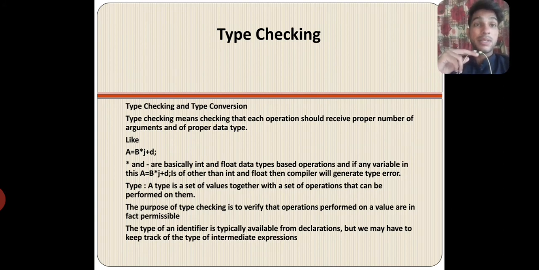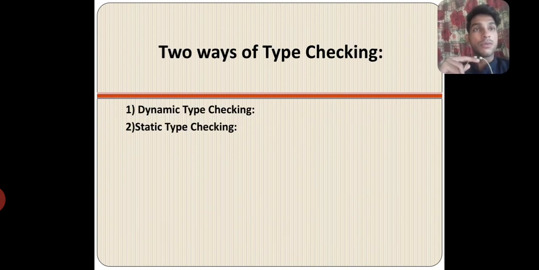A type is a set of values together with a set of operations that can be performed on them. So the purpose of type checking is to verify that operations performed on a value are in fact permissible, so that the type of an identifier is typically available from declarations, but we may have to keep track of the type of intermediate expressions. So there are two ways of type checking. The first one is dynamic type checking, and the second one is static type checking.